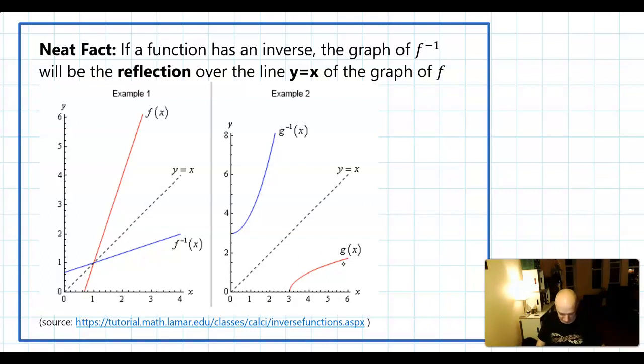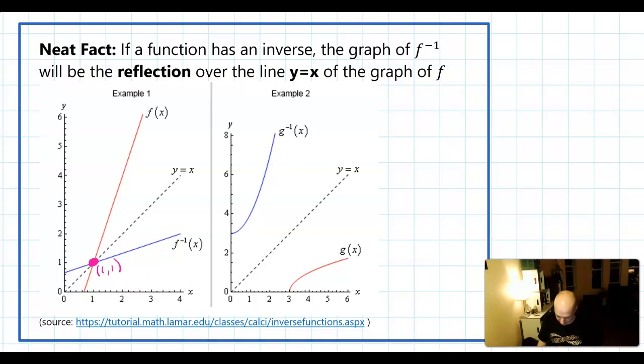So here are two examples. f of x in the first, in red, is a linear function. If you take a line and reflect it over a line, you get another line, but with a different slope. And they meet at just the single point where y is equal to x. It looks like the point (1, 1).